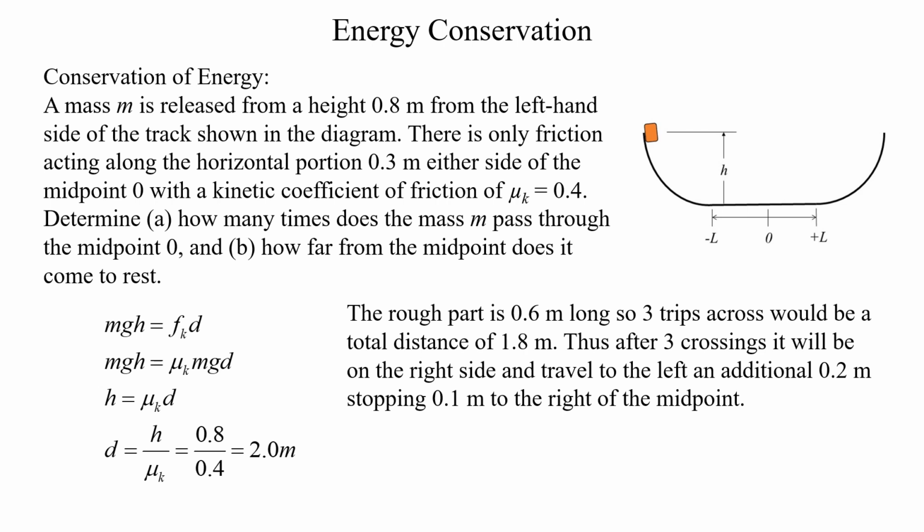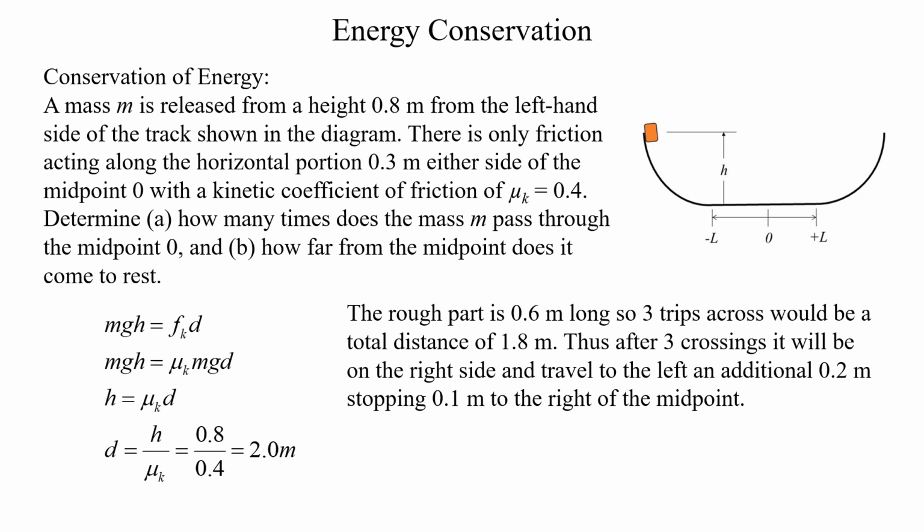Notice we have the same mg on both sides, so that divides out. And so we get the height h equals mu sub k times d, and then d equals h over mu sub k. Well, the height h was 0.8 meters, mu sub k was 0.4, and so that gives us a total distance of 2 meters. So it slid a total distance of 2 meters over the rough spot.